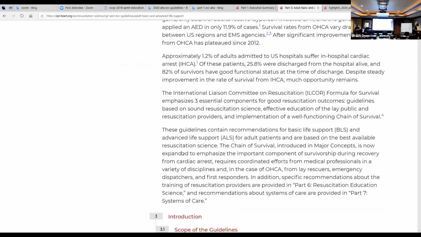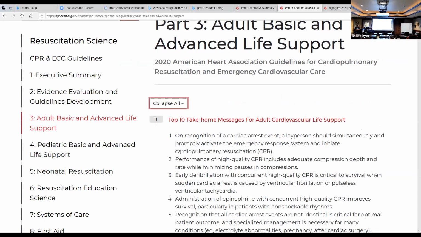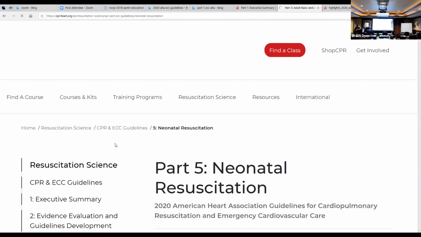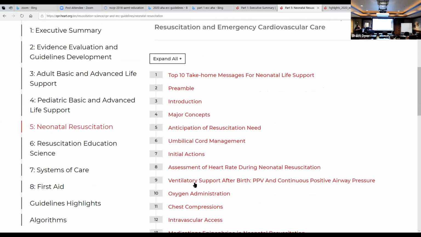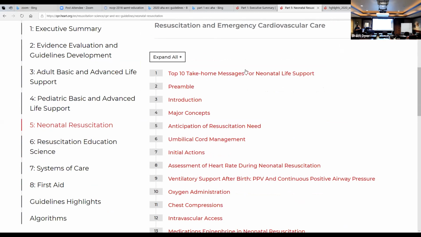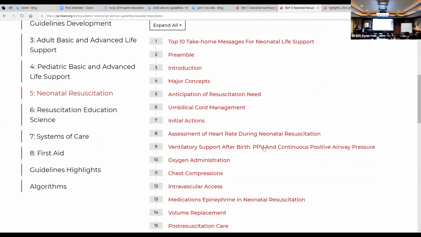You need to take the time. I'm not going to take all of our time left to just go over that. But for example, this section 5, neonatal resuscitation, you need to know all this. Neonatal resuscitation, the top 10 take-home messages for neonatal life support. Ventilatory support after birth, positive pressure ventilations and continuous positive airway pressure. I'm telling you, you could expect questions about this all day till the cows come home.